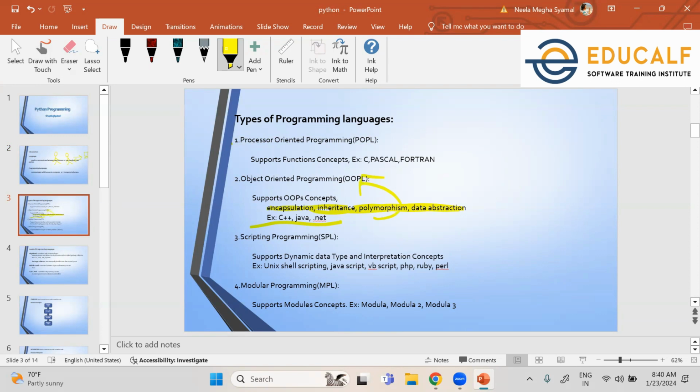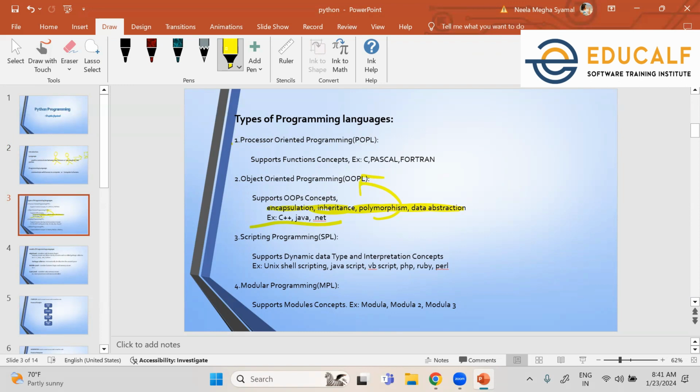So when coming to scripting, the third one is scripting. Generally, when coming to Python, many people say that Python is a scripting language. But before we go deeper into that, you should know what scripting is all about. Scripting is basically where you have dynamic data typing in it, and interpretation concepts will also be there.